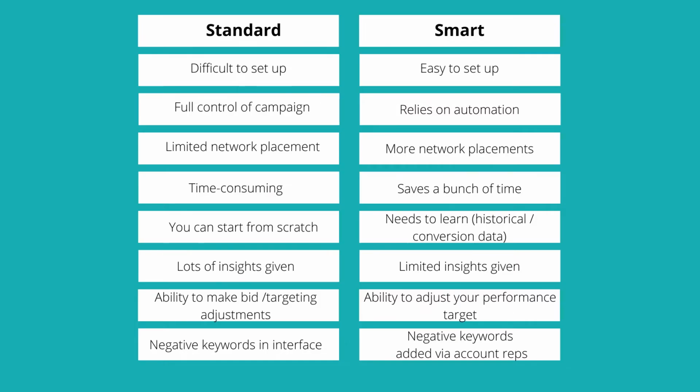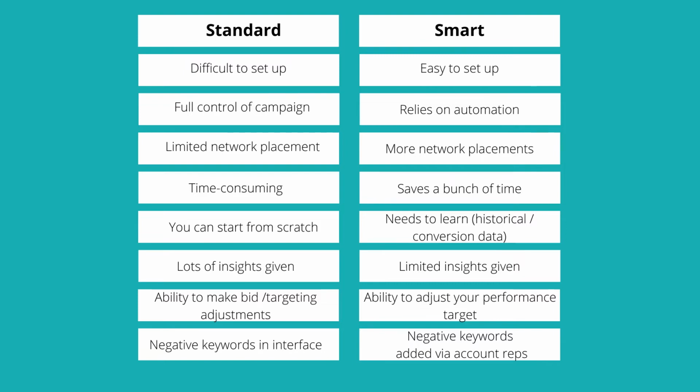I came up with this quick table that highlights the differences of the campaign. So I'll start with standard on the left. Standard, difficult to set up. Smart, easy to set up. With standard, you have full control of the campaign, whereas smart relies on automation. With standard, there's limited network placement. We had talked about with smart, there being more network placements. Standard is very time consuming to maintain and operate. Smart saves a bunch of time.